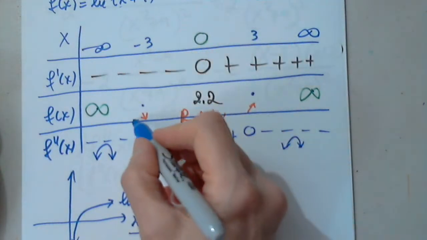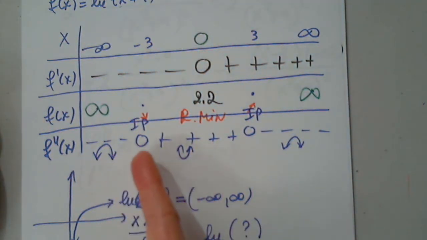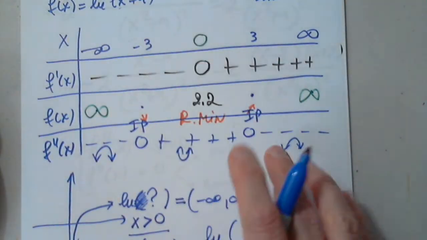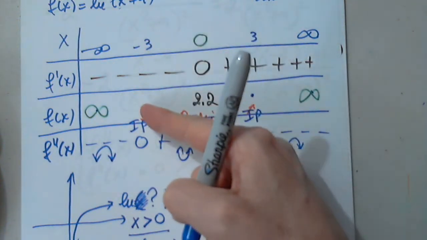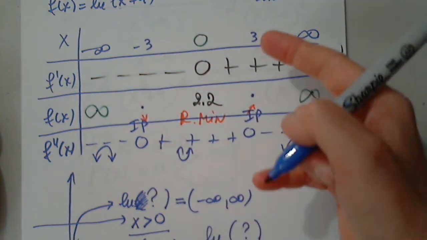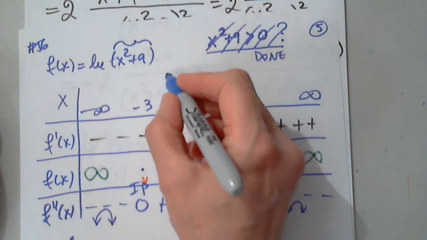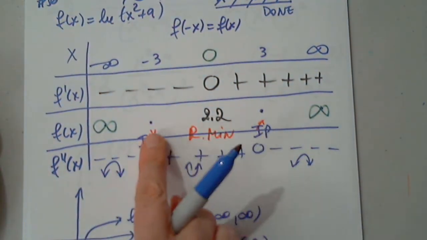So the function has an IP here and an IP here. How do I know? It changes concavity, and the second derivative is 0 or undefined. But it's not enough. I need to find this number. Because the point -3 blah, blah, blah is the inflection point, and 3 whatever is the inflection point. Since the function is even, f of -x equals f of x, these two numbers have to be the same.